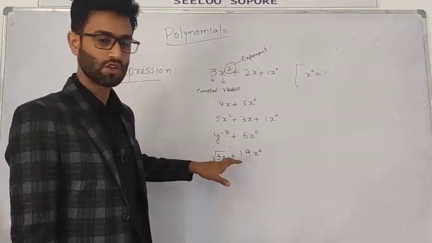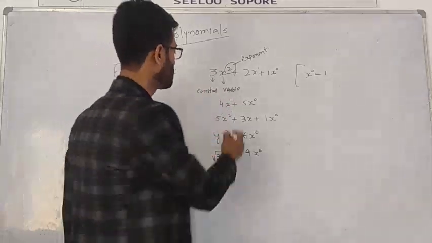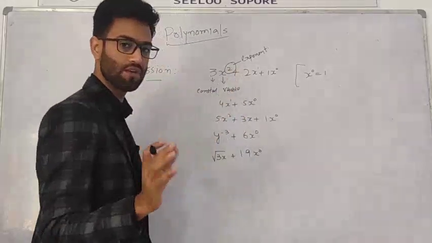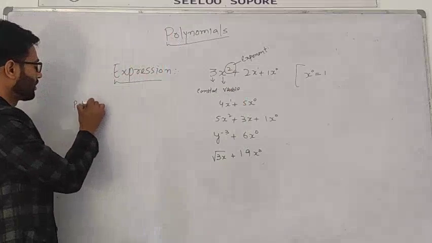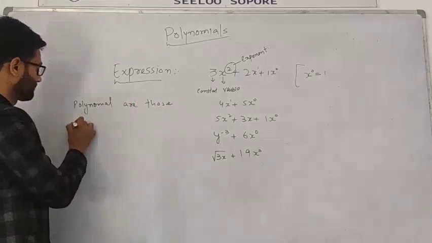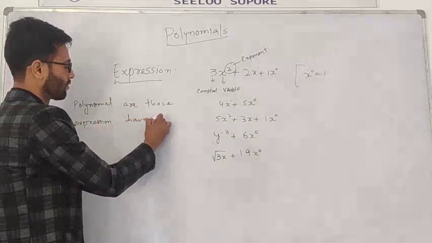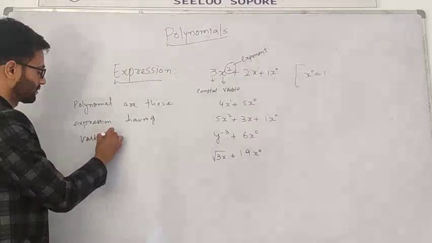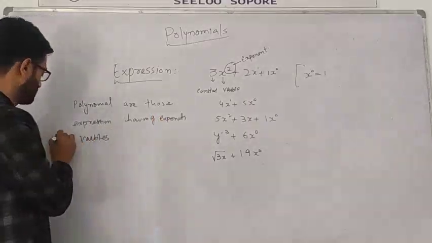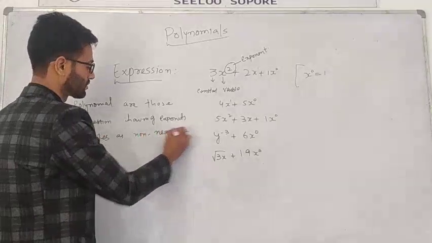Now what do we mean by polynomials? Polynomials are expressions which are made up of variables and constants. And we have to see what the power of this variable is. Now we will write the definition of polynomial. Polynomials are those expressions having exponents of variables as non-negative integers.